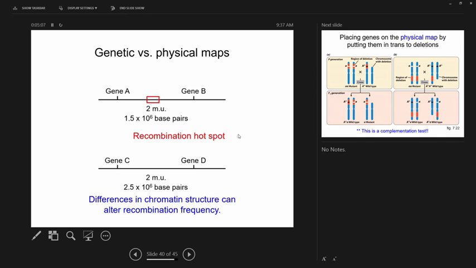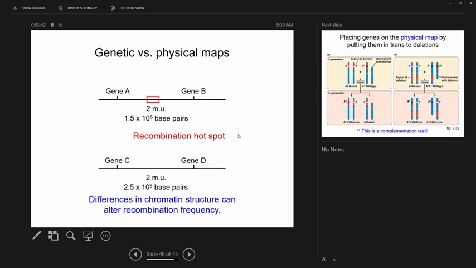In some parts of the chromosome, I don't have a picture for it, but there would also be recombination cold spots. So a recombination hotspot makes recombination occur more frequently than it should. A recombination cold spot makes recombination occur less frequently than it should. And if you think about it, you can tell that a hotspot would make two genes look farther apart, because the larger the frequency of recombination, the larger the genetic map distance between them.